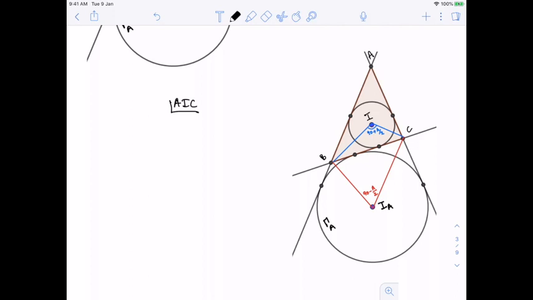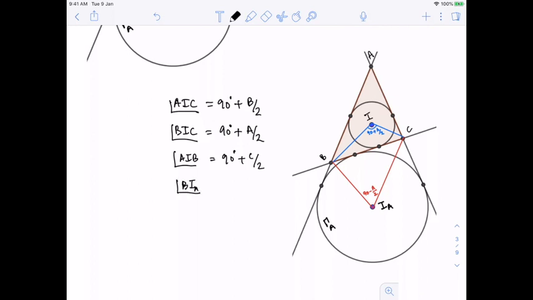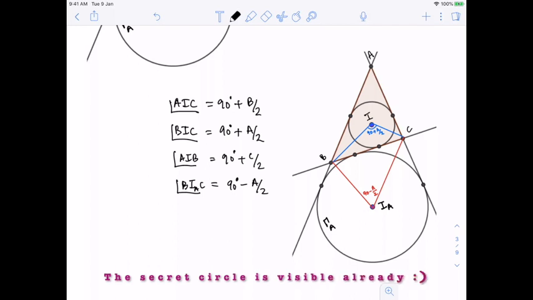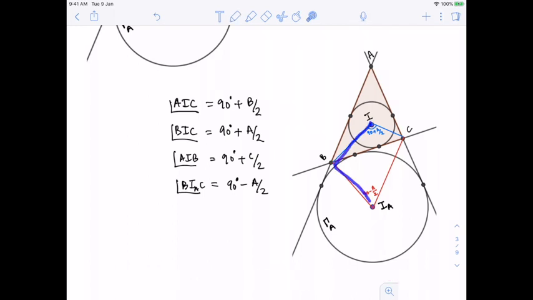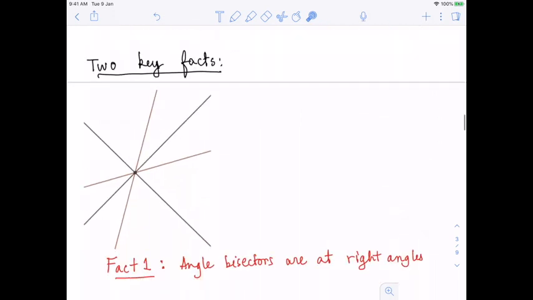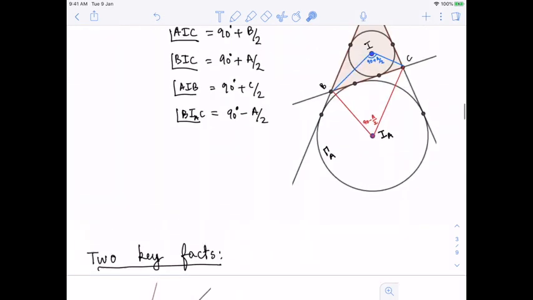So angle AIC is 90 plus B by 2, and angle BIC is 90 degrees plus A by 2, and finally angle AIB is 90 degrees plus C by 2, and also angle BIAC, as we derived, is 90 degrees minus A by 2. Now it turns out that angle IBA is 90, and we'll see this in the next fact. So you need the two key facts.